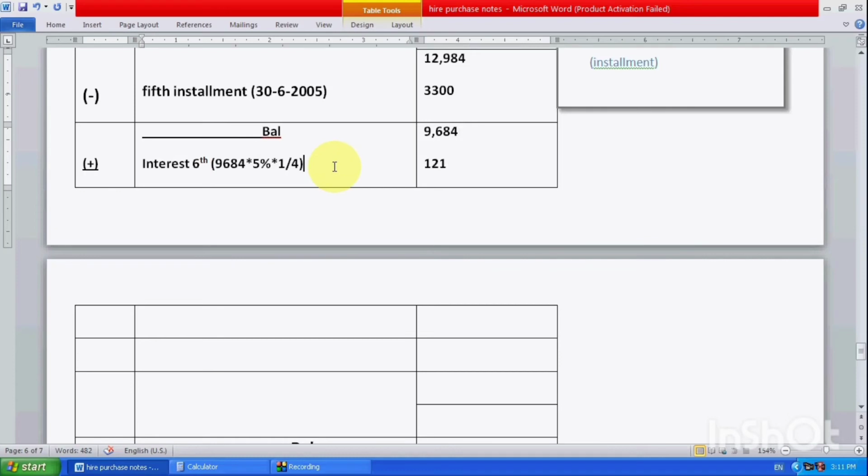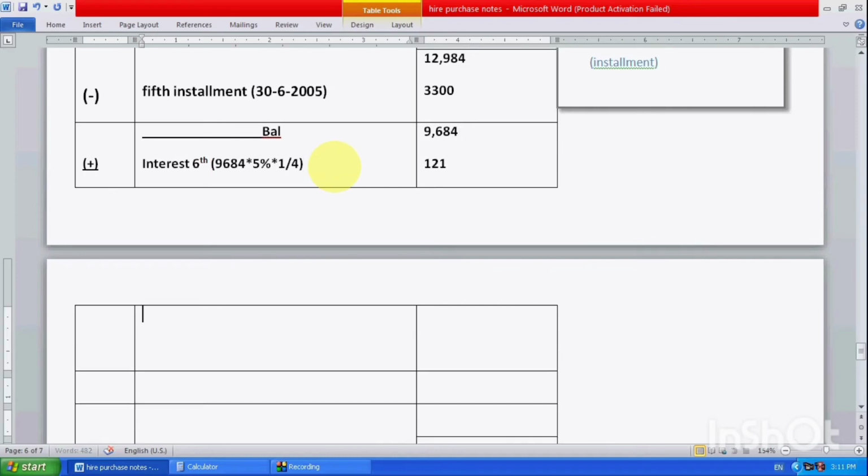Okay, now add or deduct the sixth installment. 3,300 will be the sixth installment. First write the total, add this one: 9,684 plus 121, we will get 9,805. Now deduct the sixth installment.